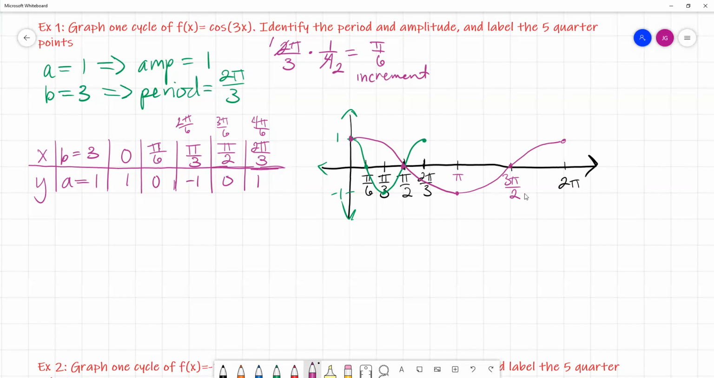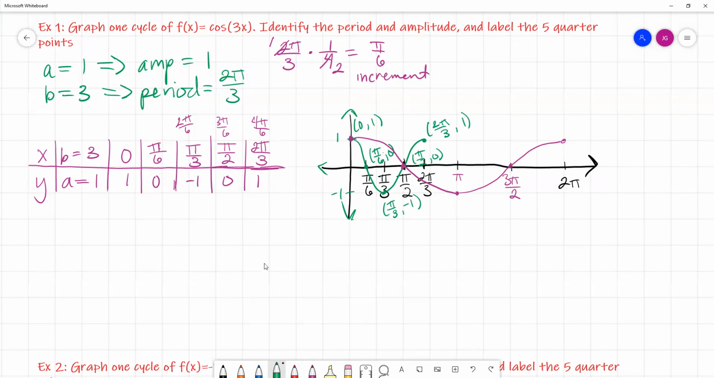Okay, and then the last thing we've got to do is label our quarter points. I'm going to have to squish them in here a little bit. So 0, 1, pi over 6, 0, and then pi over 3, negative 1, pi over 2, 0, and then the last one is 2 pi over 3, 1.